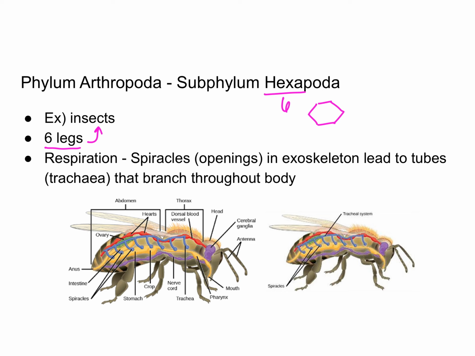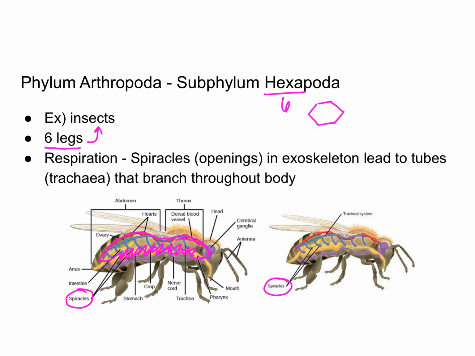You can kind of see that here and here on the picture. And these are openings that connect to the external environment, and they lead to these tubes called tracheae that branch throughout the body. And remember that these organisms have an open circulatory system, and so the oxygen just goes into this hemocoel area where it then gets potentially transported in this blood and moved around the body.